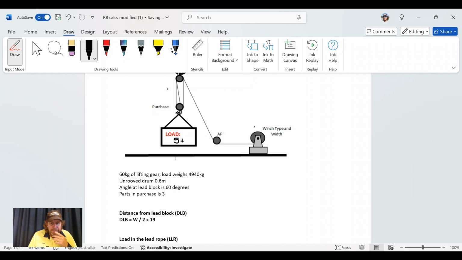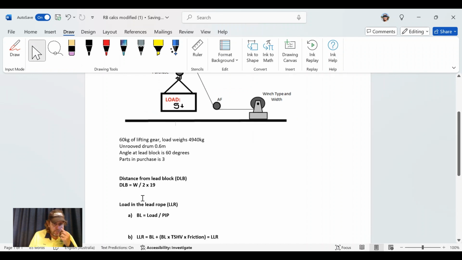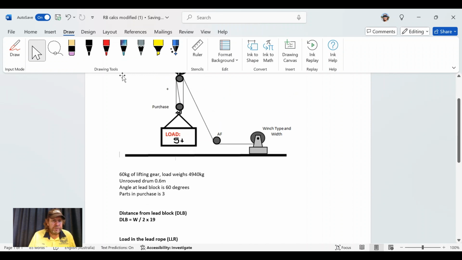We've got an ungrooved drum here. So your instructor should have already talked to you about grooved and ungrooved drums and the advantages and disadvantages of that. Let's not get too hooked up on this, but we have the equation here. If it was grooved, it'd be 12 here, but it's ungrooved, so we've got 19 here. The distance to the lead block. So what we're trying to work out here is that minimum distance.